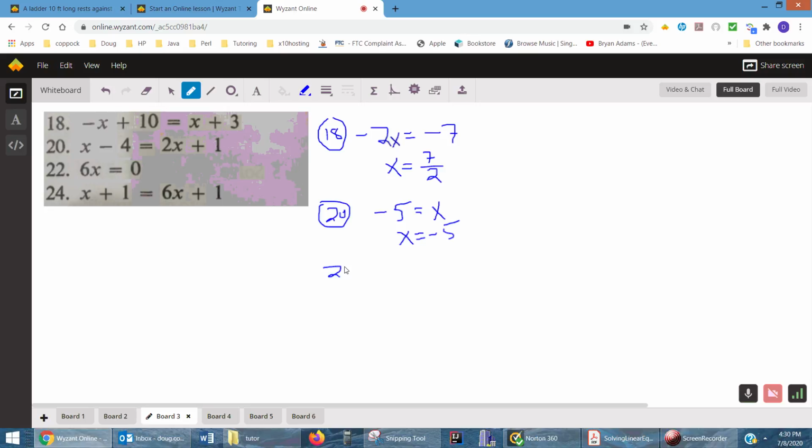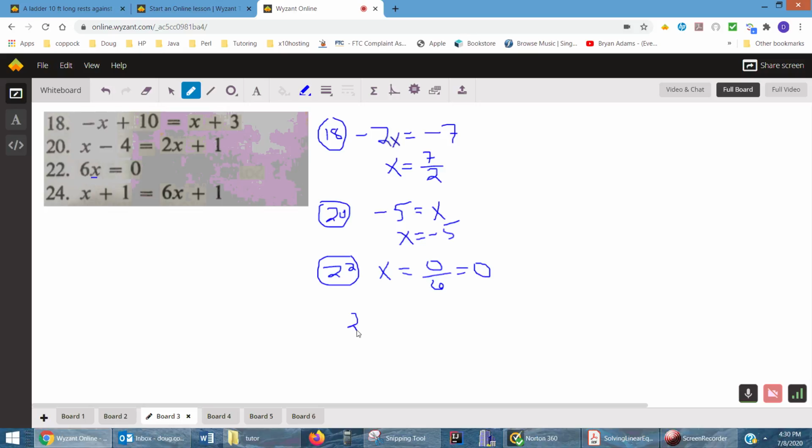22. If I have to divide both sides by 6. So this is what you're picturing. But 0 divided by any number other than 0 is 0. The only number that makes this true is 0.